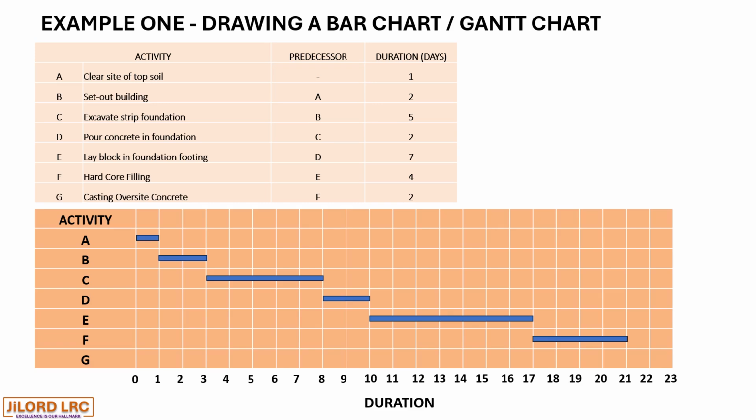And activity G, which is casting oversight concrete with a predecessor activity F and a duration of 2, starts from day 21 with a duration of 2. It ends on day 23. So the total duration of the entire substructure work is 23 days.